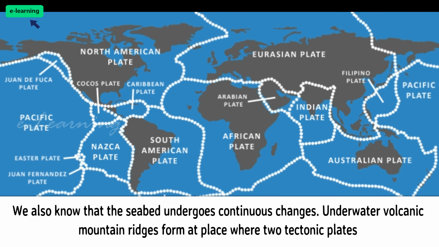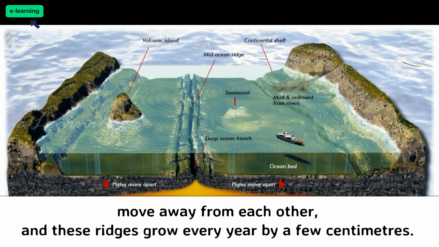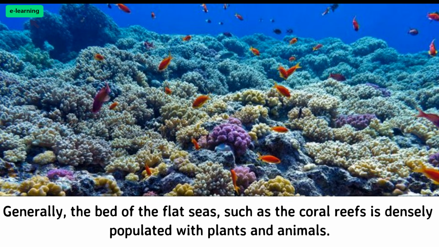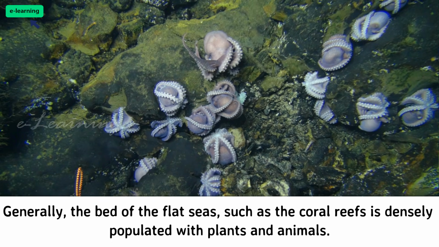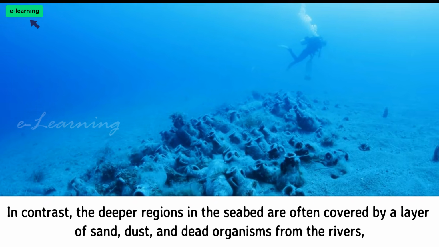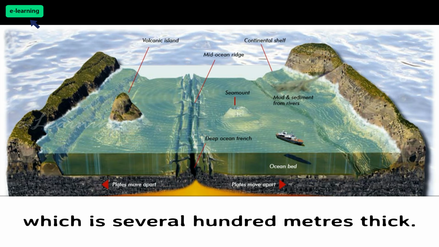Underwater volcanic mountain ridges form at places where two tectonic plates move away from each other, and these ridges grow every year by a few centimeters. Generally, the bed of the flat seas, such as the coral reefs, is densely populated with plants and animals. In contrast, the deeper regions in the seabed are often covered by a layer of sand, dust, and dead organisms from the rivers, which is several hundred meters thick.